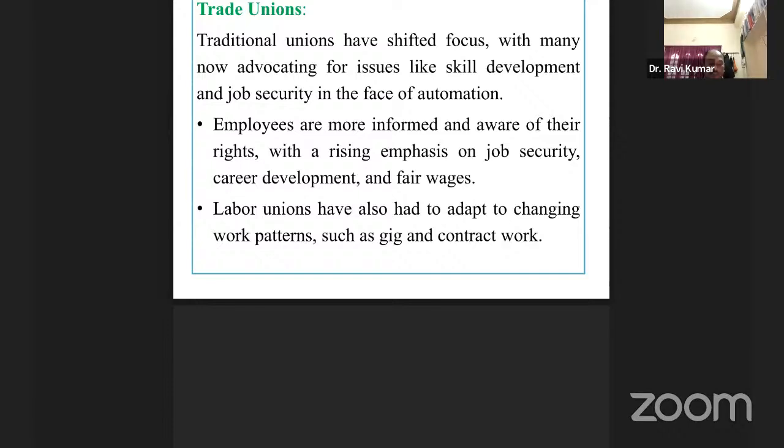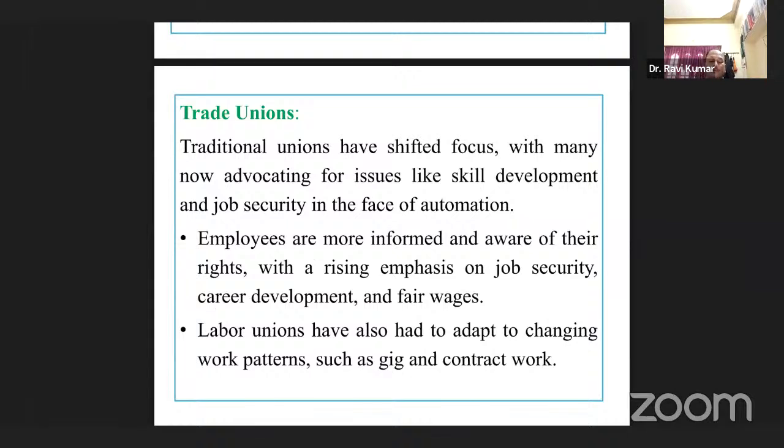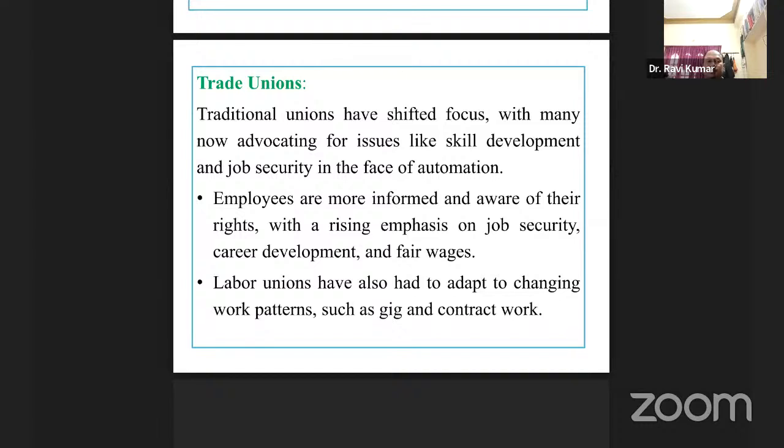And the last one, actually, that was missed here. I'm trying to cover the things. Government involvement policy: how the government is involved in this policy. The government recently passed labor reforms to simplify and unify labor laws, making it easier for business to operate while ensuring better social security for workers.